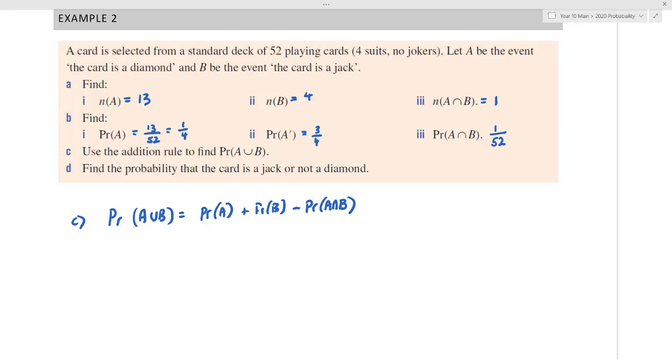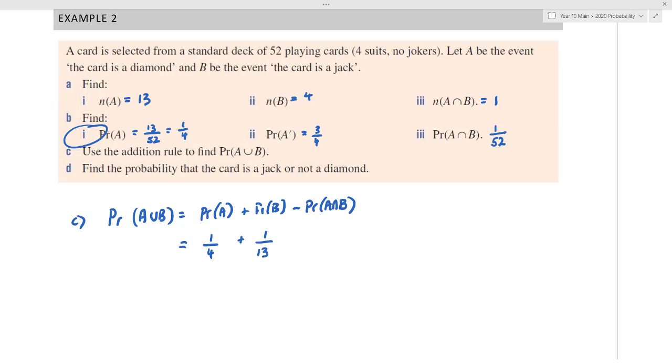Now let's use the addition rule. By the way, we don't know what A or B is, but we do know that the probability of A is 1/4, don't we? We've just worked that out over here. And the probability of B, well, the number of B is 4. So there's 4 cards which are jacks out of 52. Okay, so I'm going to call that 1 out of 13. All right, does that make sense?